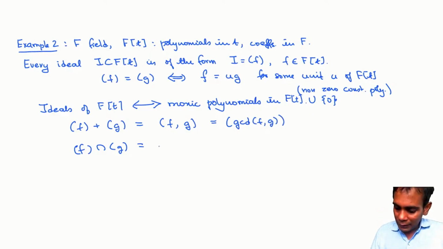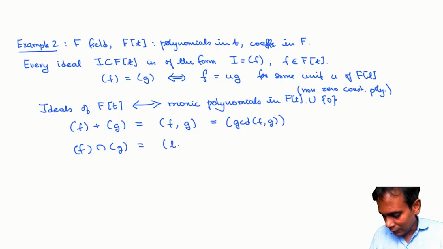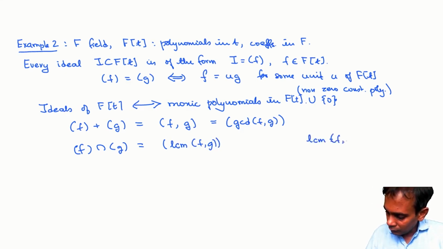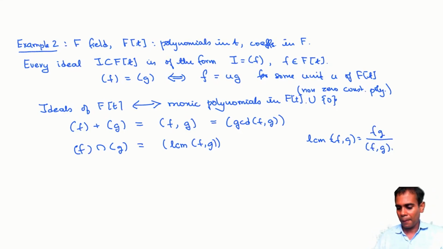And the ideal generated by f intersect the ideal generated by g is the ideal generated by the LCM of f and g, where you can define the LCM of f and g as just fg divided by the GCD of f and g. I'll leave you to think about these two and figure them out.